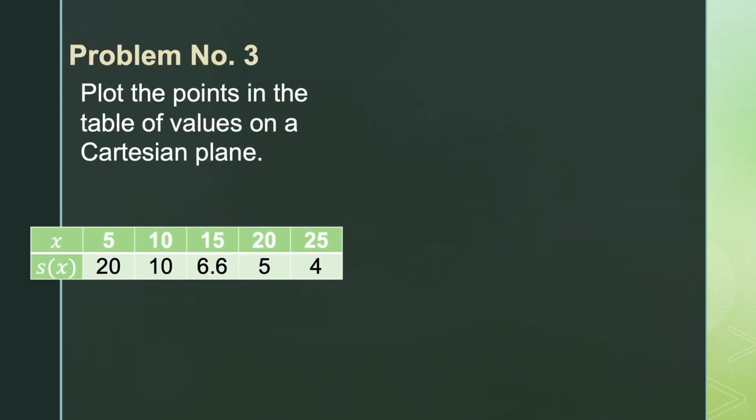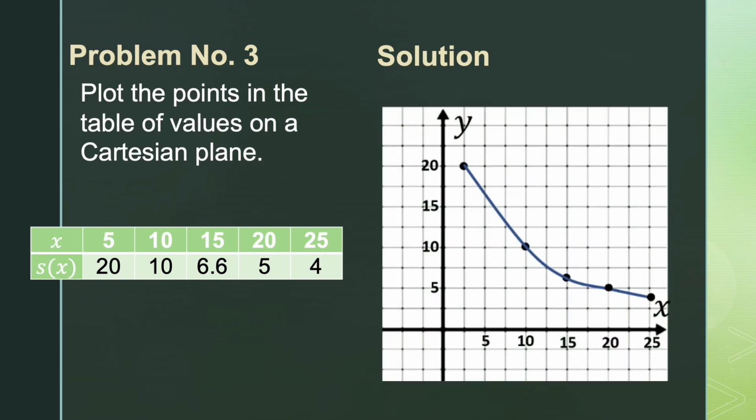For the last problem, plot the points in the table of values on a Cartesian plane. After plotting the points, we obtain the following graph. And that ends our discussion for rational functions.